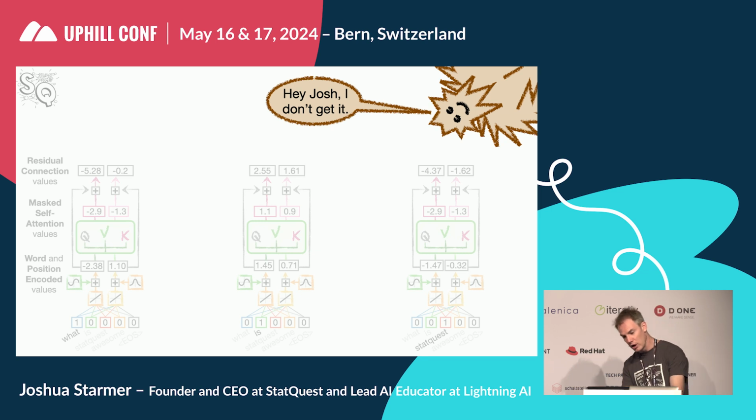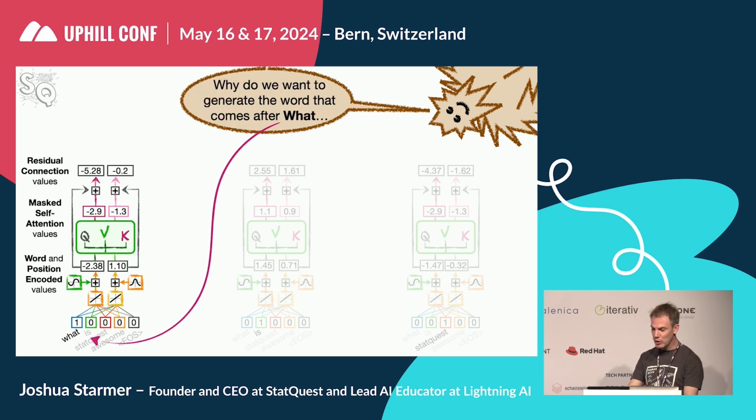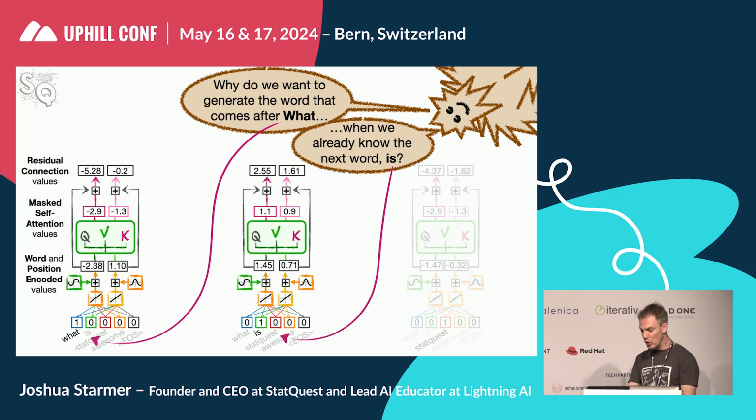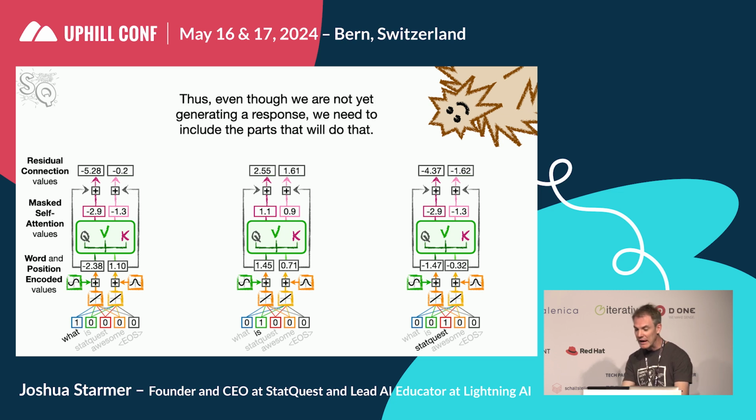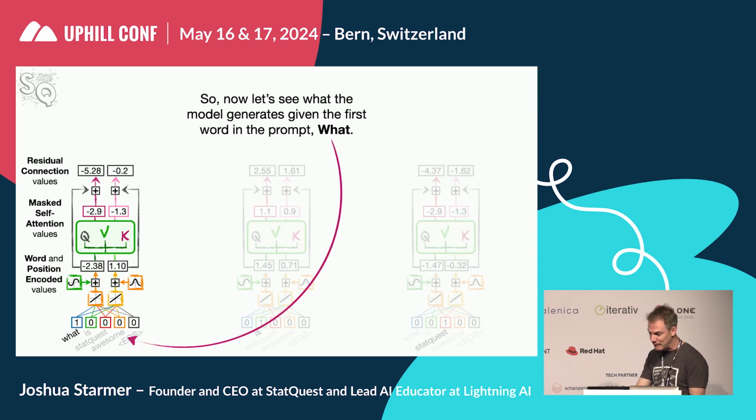Hey Josh, I don't get it. Why do we want to generate the word that comes after what when we already know the next word is? Because this is a decoder-only transformer, we need one thing that can both process the prompt and generate the output. Thus, even though we are not yet generating a response, we need to include all the parts that will do that. So now let's see what the model generates given the first word in the prompt, what.